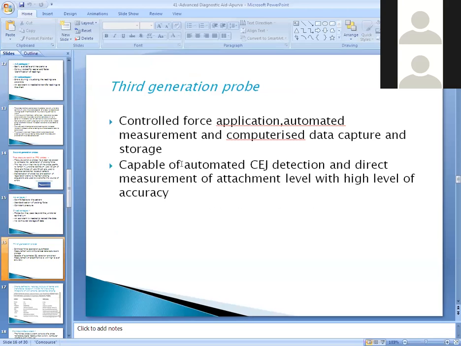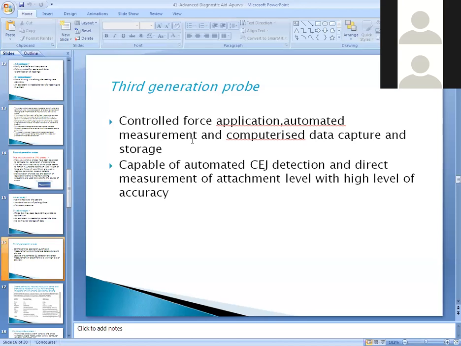So again, next generation probe came in market. These are the computer sensitive probes, third generation probes. So computer sensitive probes, there is controlled force, automated measurement and computerized data storage. All of you have seen RVG, which is there in endo department, radiovisiography. You might have seen the software of that. There are different tooth images given in that software. So the area where you want to take the radiograph, you need to click on that particular tooth, and you will be able to take a radiograph of that.